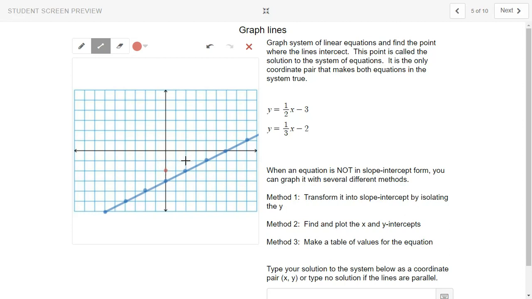Up 1 over 3. Up, that was over 2. Mr. Woodward, come on. Up 1 over 3.